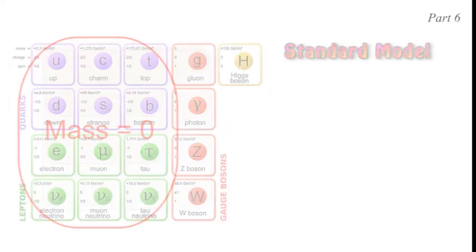So this is our question here. Why do the fermions have mass? And is it again because of the Higgs? That's the question.